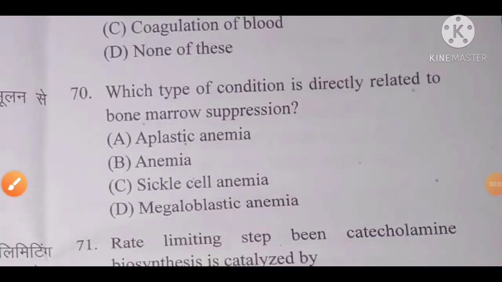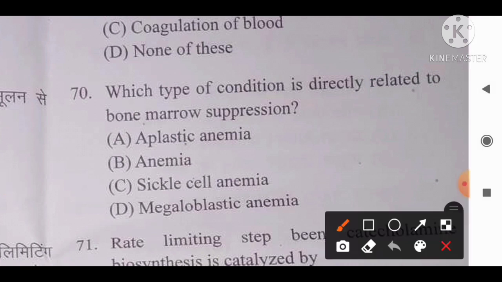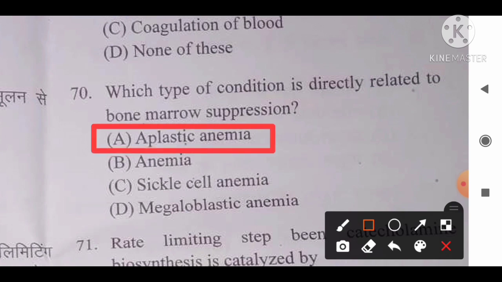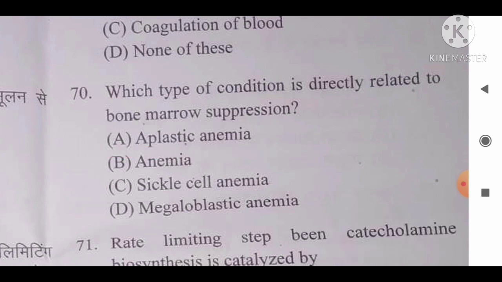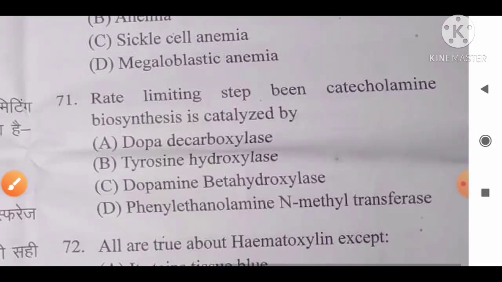Which type of condition is directly related to the bone marrow suppression? And the options are A, aplastic anemia, B, anemia, C, sickle cell anemia, D, megaloblastic anemia. And the fact available regarding this question, it is aplastic anemia is defined as a decrease in the ability of the bone marrow to produce enough blood cells. So we can say aplastic anemia is the condition that is directly related to the bone marrow suppression. So option A will be the correct answer for this question. Move to the next question, number 71.